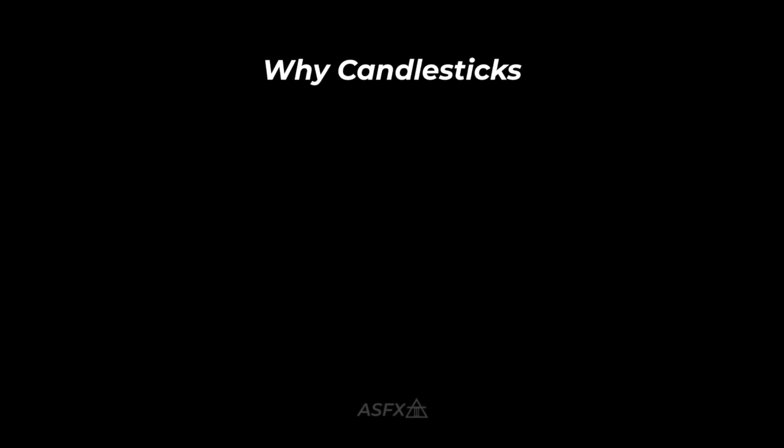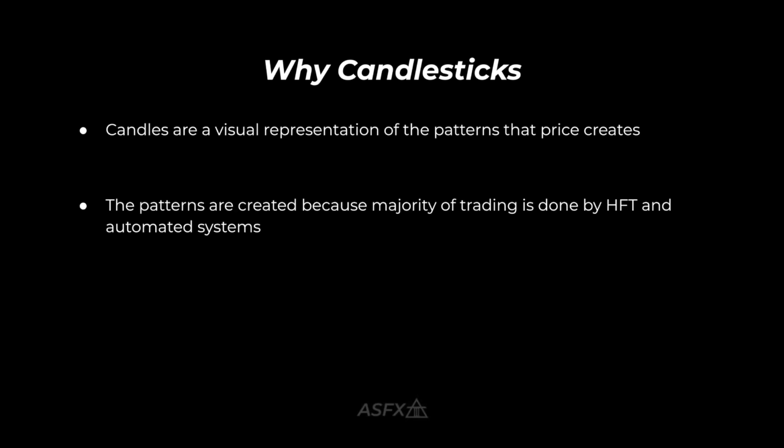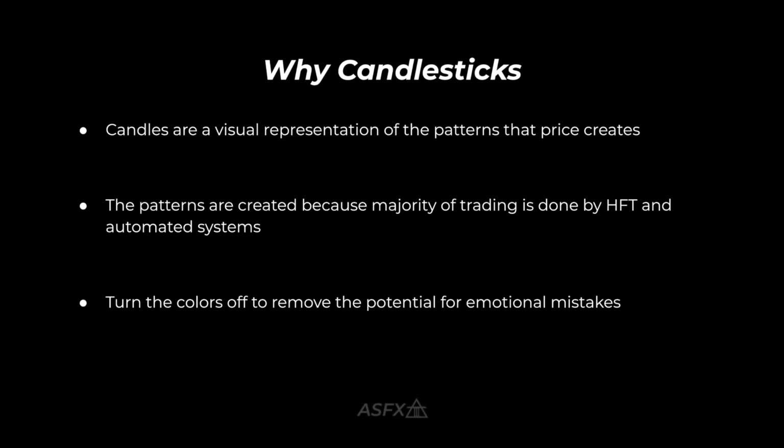Now, when we talked a little bit earlier about the types of charts you could look at, the three main types are either, like I said, candlesticks, line charts, or bar charts. Candles are a really good visual representation of the patterns that prices create. And the patterns are created because the majority of the trading that's done is done through those interbank traders that are using high-frequency trading robots. These algorithmic machines are processing orders faster than you and I can even fathom, and those fast-paced orders are actually what create the repeated patterns in the market.